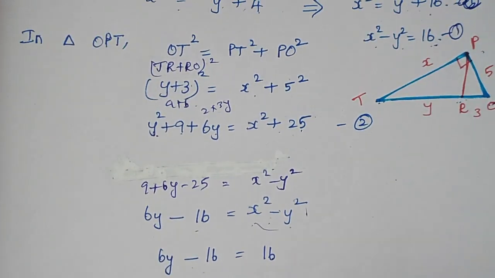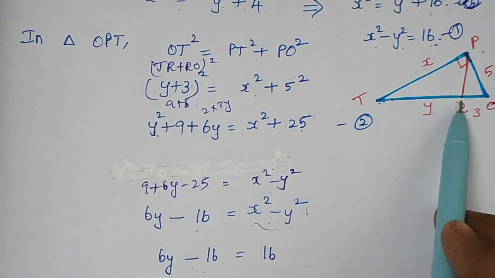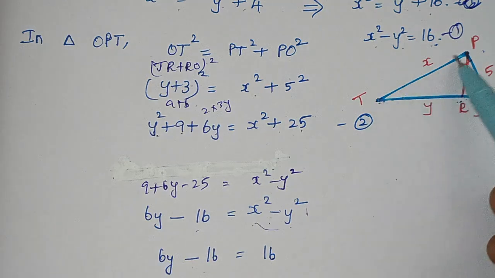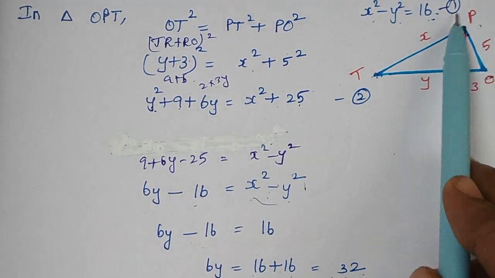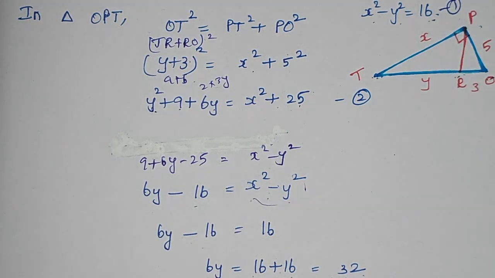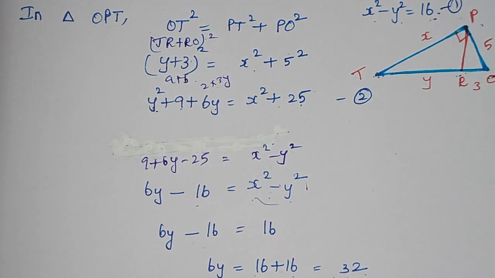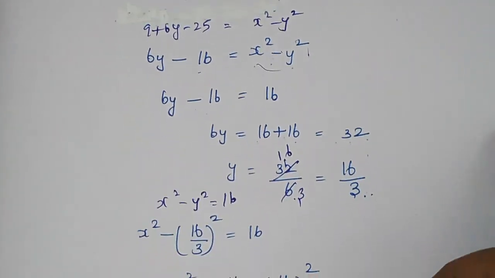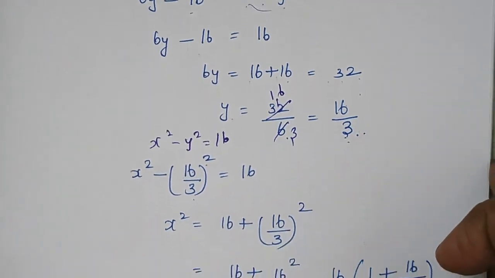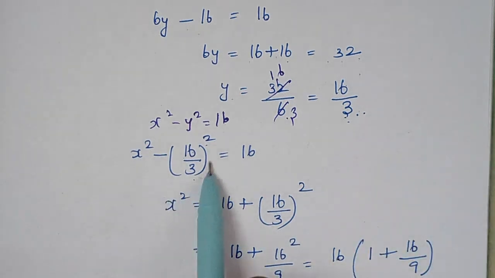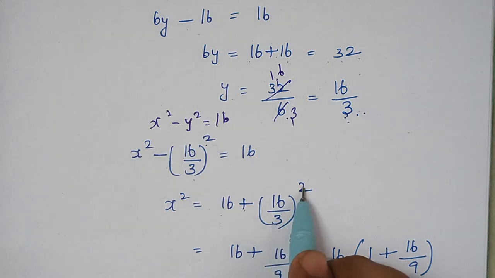But what is Y? Y is your length TR. But what we actually need? We need this length TP. So, again we are considering our equation 1 here. That is X square minus Y square is equal to 16. Right. So, Y we had just now calculated, it is 16 by 3. Therefore, 16 by 3 whole square. Right. So, we need only X square, so I am moving this part to the right hand side. So, 16 plus 16 by 3 whole square.